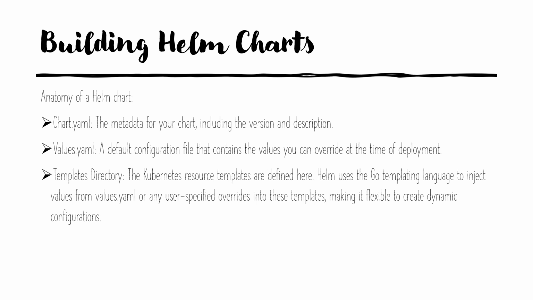Chart.yaml. The metadata for your chart, including the version and description. Values.yaml. A default configuration file that contains the values you can override at the time of deployment. Templates directory. The Kubernetes resource templates are defined here. Helm uses the Go templating language to inject values from values.yaml or any user-specified overrides into these templates, making it flexible to create dynamic configurations.